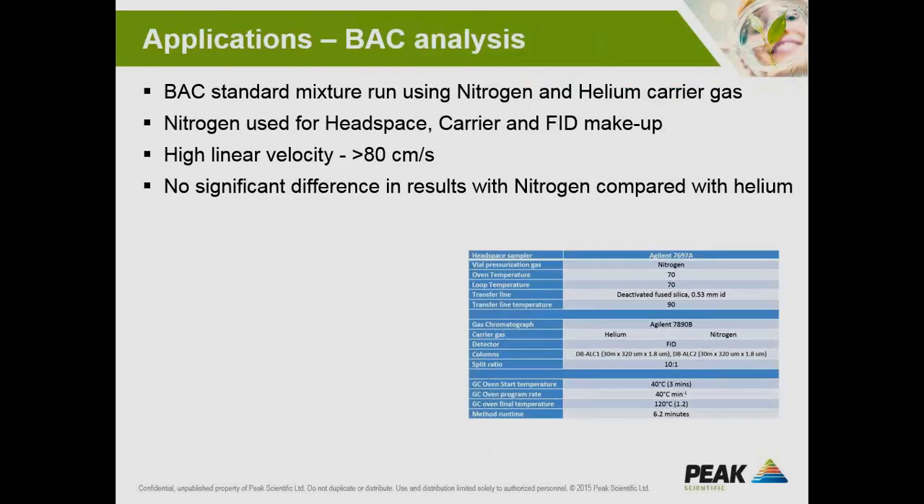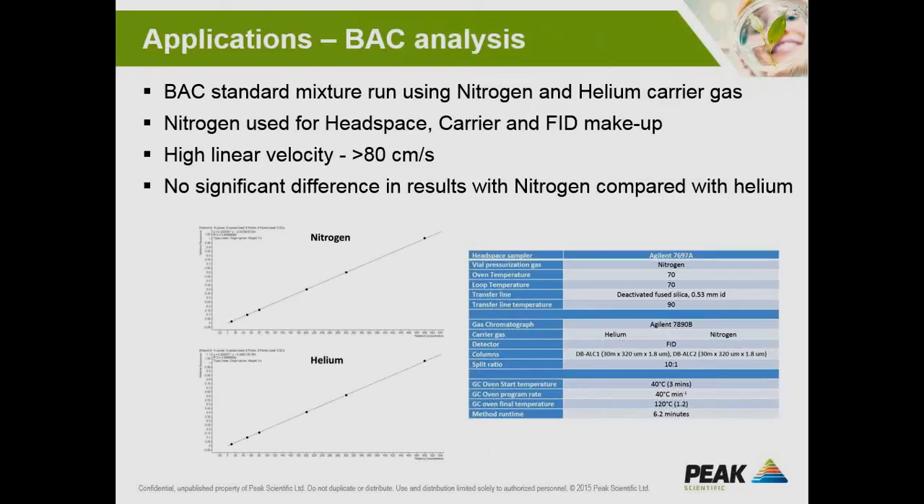And finally, just going to show you blood alcohol analysis, and in this case it was a headspace GC-FID method and a comparison of using nitrogen and helium as carrier gas. Nitrogen was used for the headspace sampler, and in the case of nitrogen, nitrogen carrier, as well as makeup on the FID. And just one thing of note is that in this method there was a very high linear velocity used, so above 80 centimeters per second. But there were no significant results found between nitrogen when you compare it with helium.